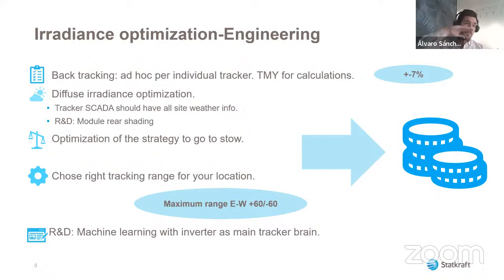So the tracker, let's say the center of the tracker is closer to the ground and is more stable, and also is cheaper because you don't need so much steel.